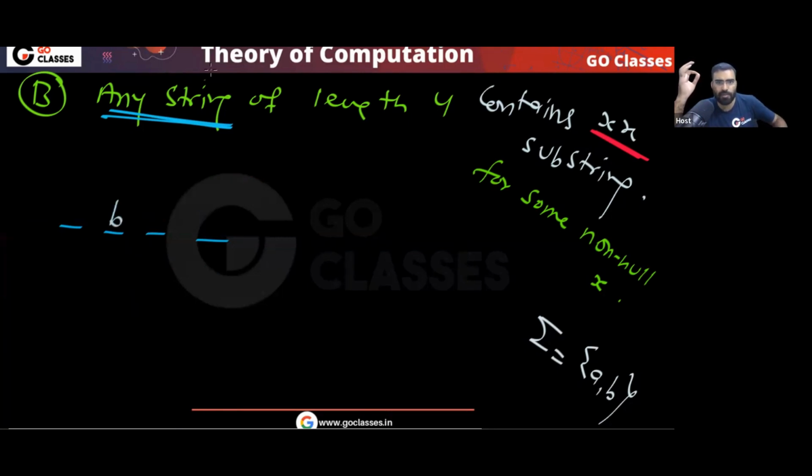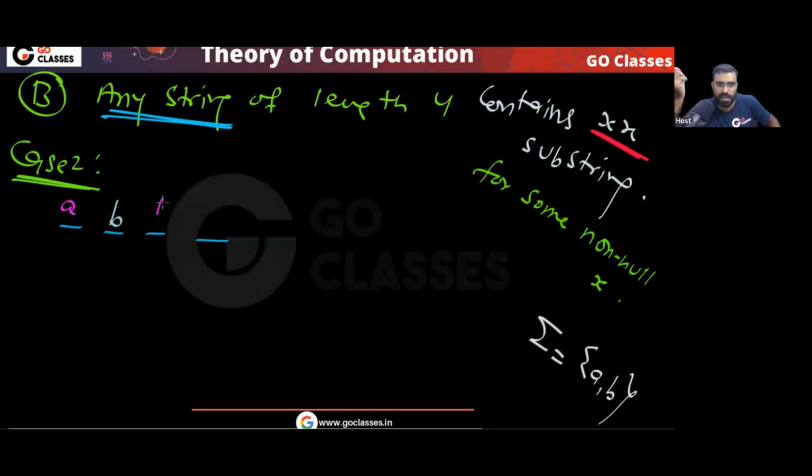So similarly, what about case 2? Case 2 is second position B. Now again the same thing. Can I put B here? Please tell me, can I put B here? If I put B, then I got my XX.